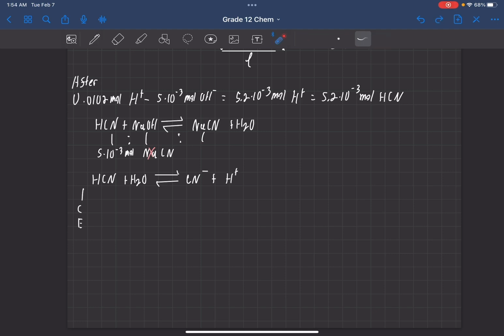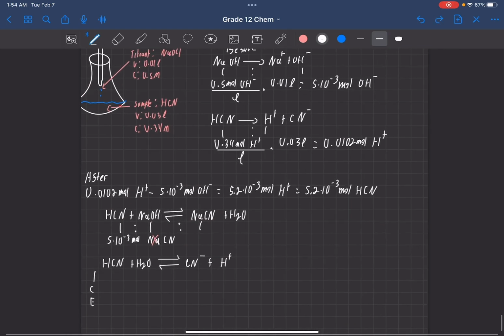Remember, this is an equilibrium, right? So we can go either way. We can start with CN minus plus H2O going into HCN plus OH minus, or we could go this way. I just prefer to go this way. But for an ICE table, we're going to need the molar amounts.